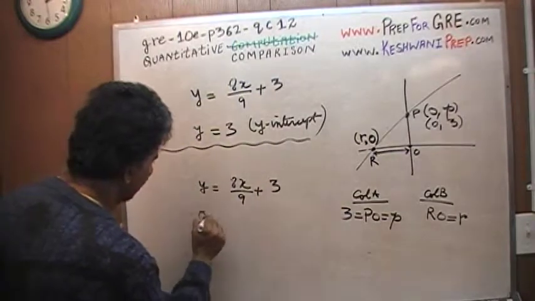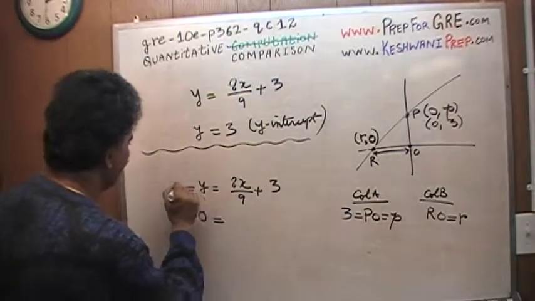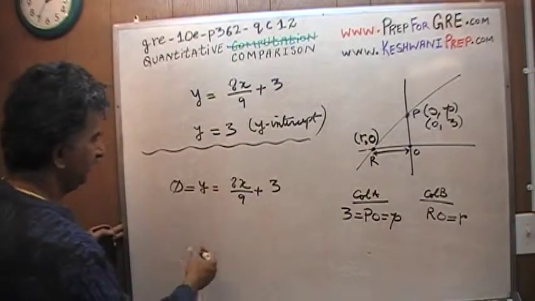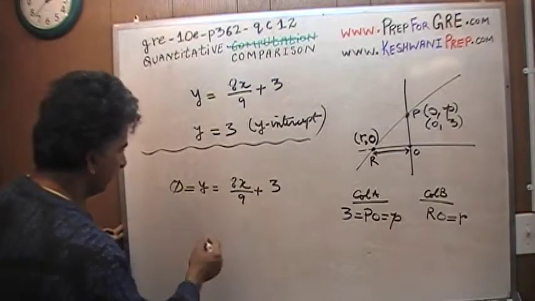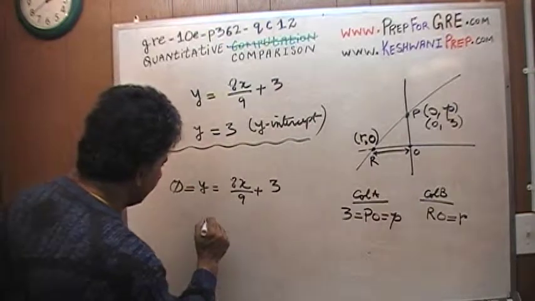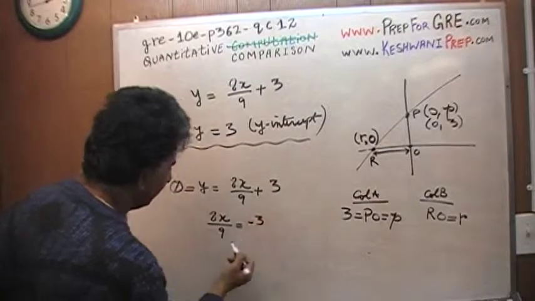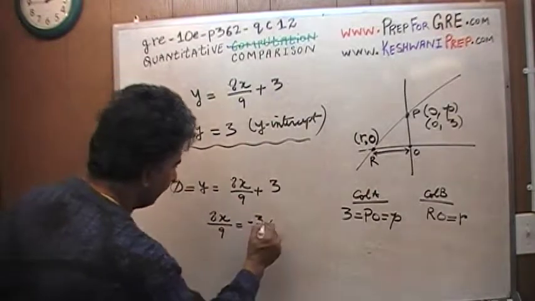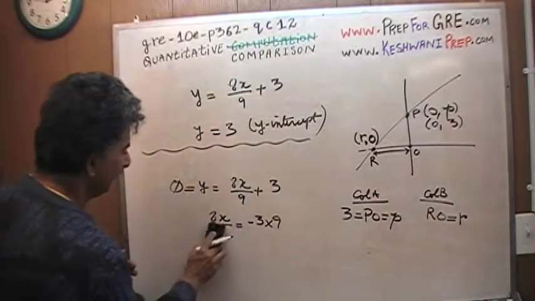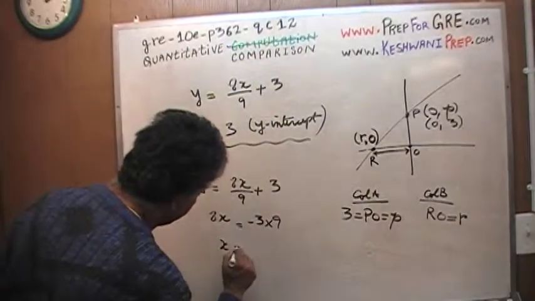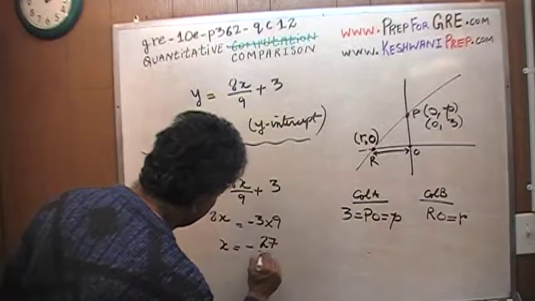If y is 0, we have 0 equals 8x over 9 plus 3. Bring the 3 to the other side, subtract 3 from both sides, and you end up with 8x over 9 equals negative 3. Multiply both sides by 9, and you end up with 8x equals negative 27, and x equals negative 27 over 8.